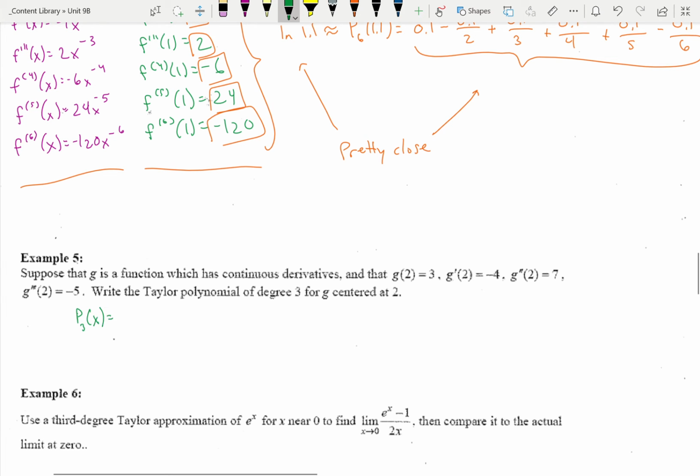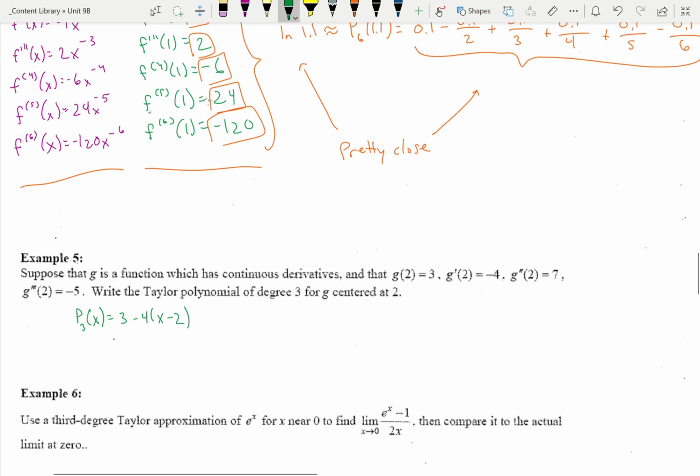And I just have to find g of 3. Oh, I found it. It's 3. I'm sorry, not g of 3, but g of 2. And it's equal to 3. g prime of 2 is equal to negative 4. So if we had stopped right there, then don't forget this is not x, this is x minus 2, right? That's the tangent line, y1 plus m times x minus x1.